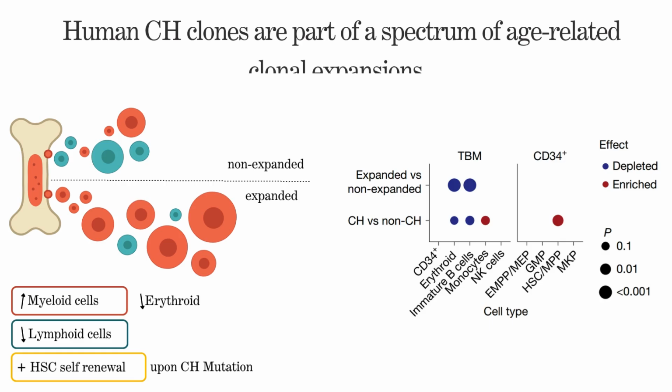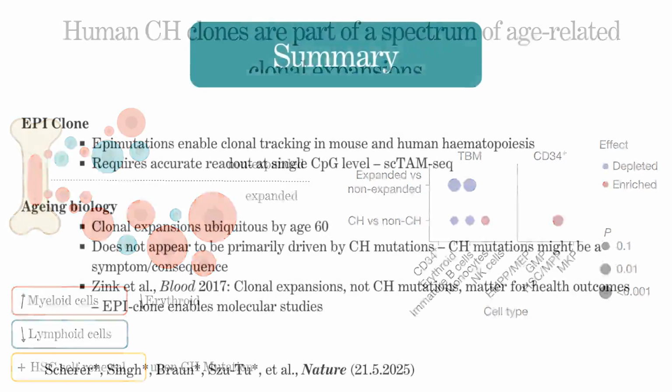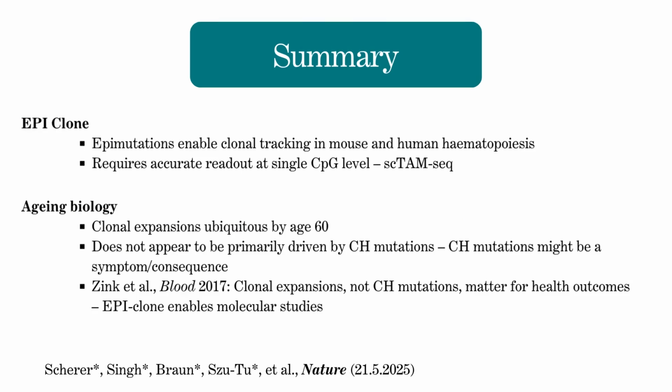But there's this epidemiological data that I mentioned earlier, that it's clonal expansions and not CH mutations that matter for these health outcomes, like heart disease risk, leukemia risk, and overall mortality. And I think with the method that we have developed, this epiclone, it is really the first time that one can look at the stem cells from these expanded clones without having to rely on the mutations. So I think that's mostly what I wanted to say.